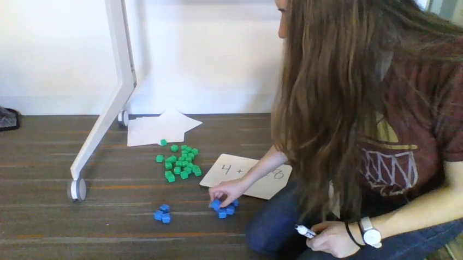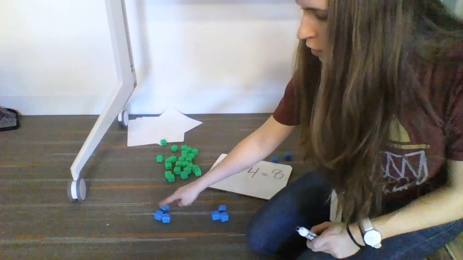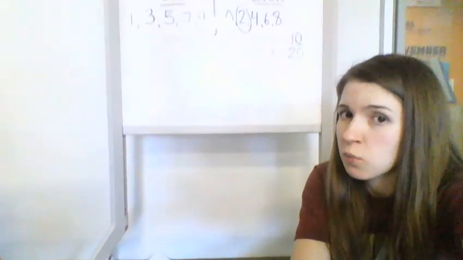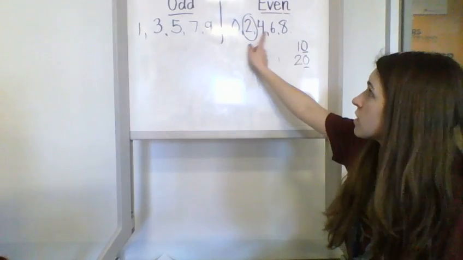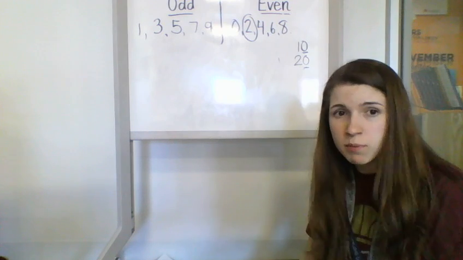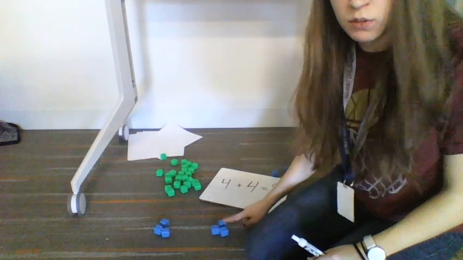What if I have 3 in each group? 1, 2, 3, 4, 5, 6. Again, looking up at what we wrote earlier, 6 is an even number. So it should be able to be split into 2 groups, and it is. Each group has 3. 1, 2, 3, 1, 2, 3.